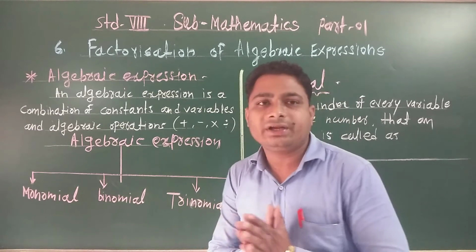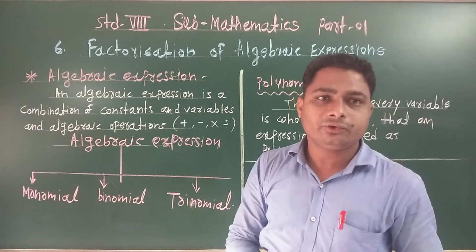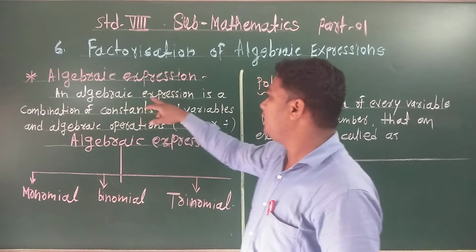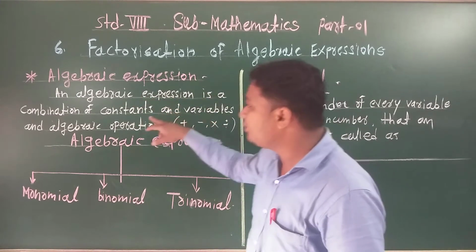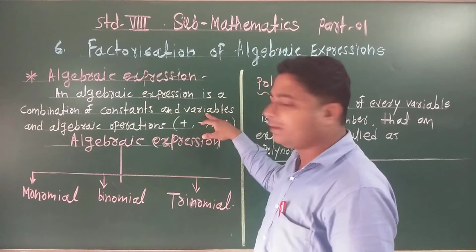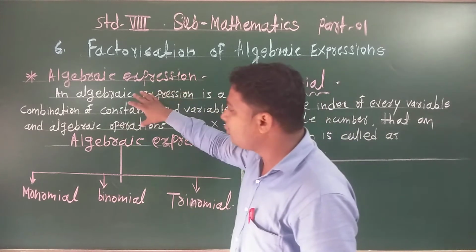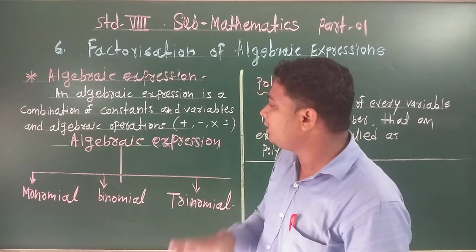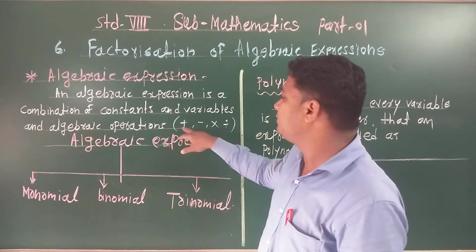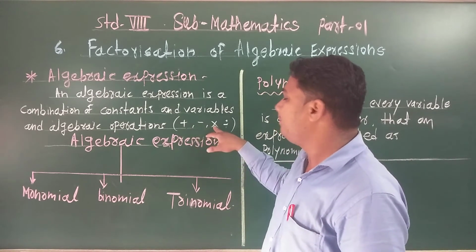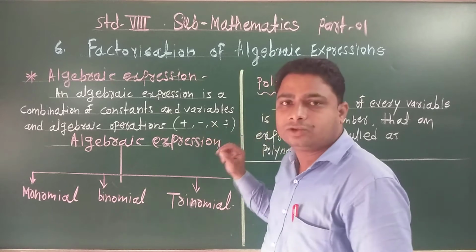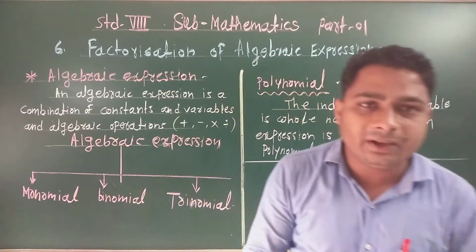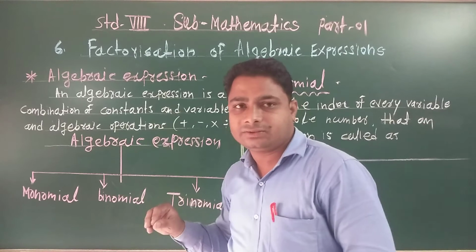Do you know what is the definition of variable and constant? An algebraic expression is a combination of constants and variables, with algebraic operations: addition, subtraction, multiplication and division. So what is the definition of variables and constants?